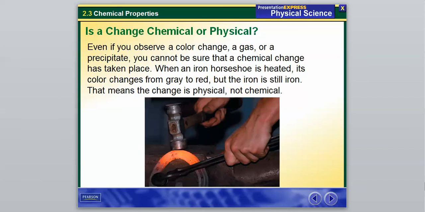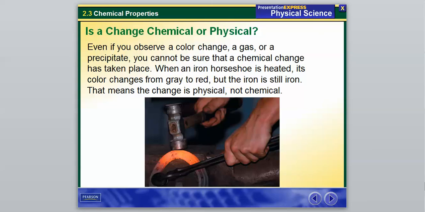And to wrap it up, we just mentioned, again, this is maybe a little bit of an exception to the rule, that even if you observe a color change, a gas, or a precipitate, we cannot be 100% sure that a chemical change has taken place. So those are our examples. They are the most common. However, there are always exceptions to rules.